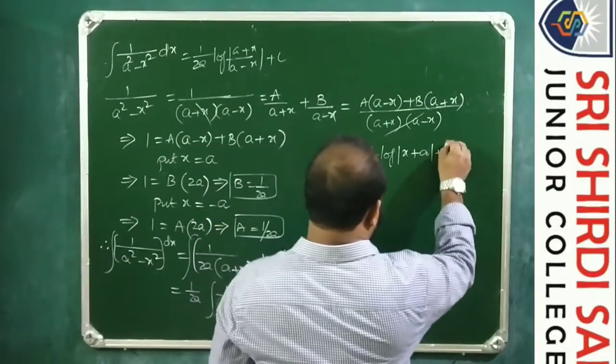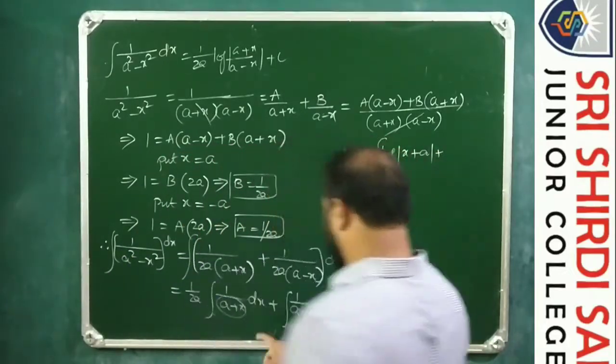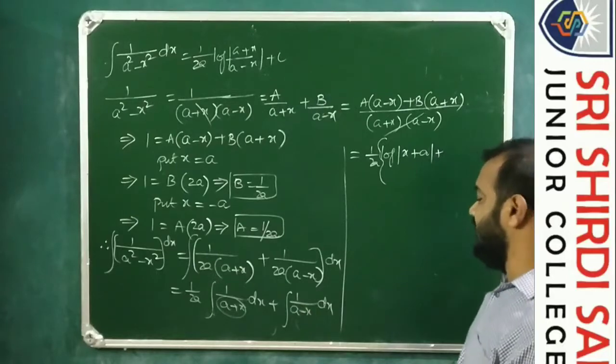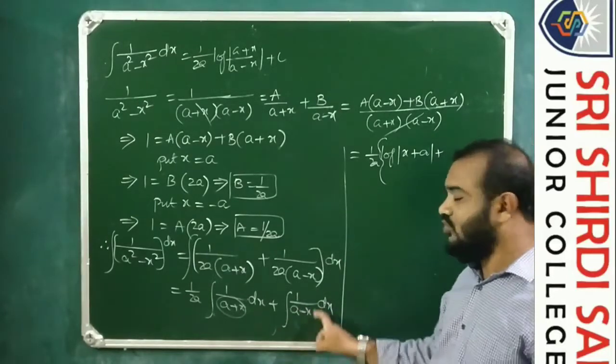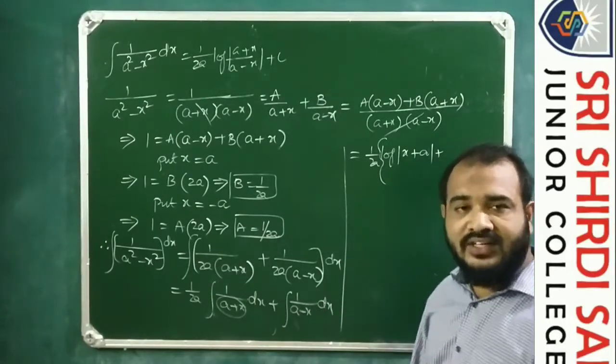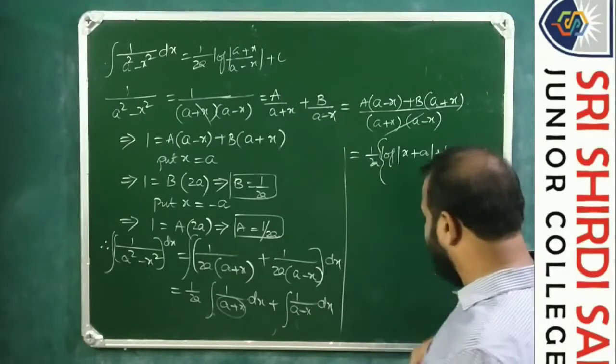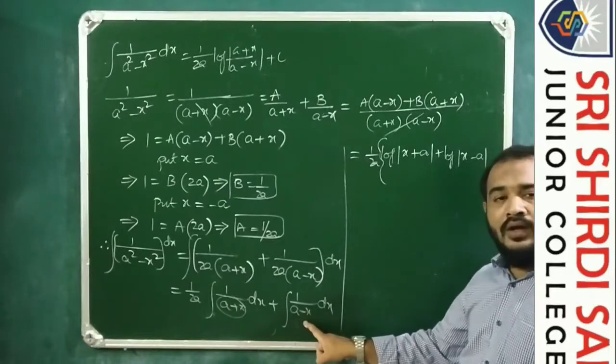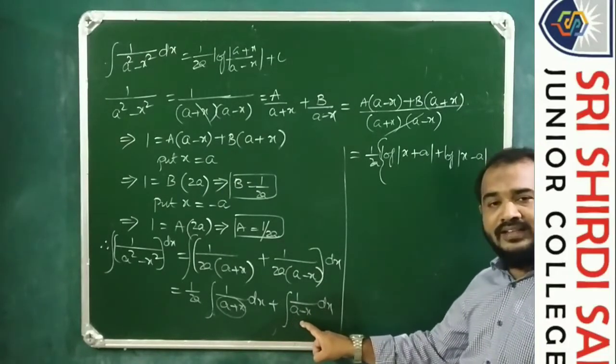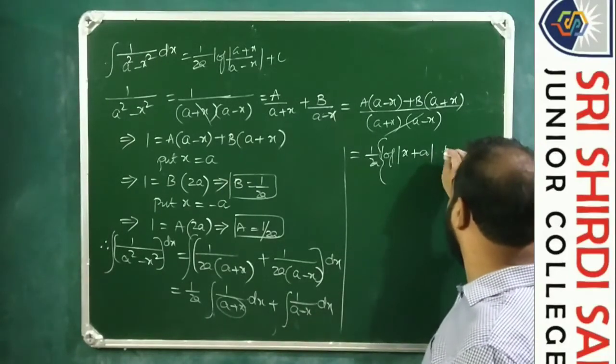Likewise, this is 1 by a minus x. So let us suppose this to be x. Integral 1 by x dx is log mod x again. So log mod x minus a by d by dx of a minus x. A is 0, minus x is minus 1. So this is minus.